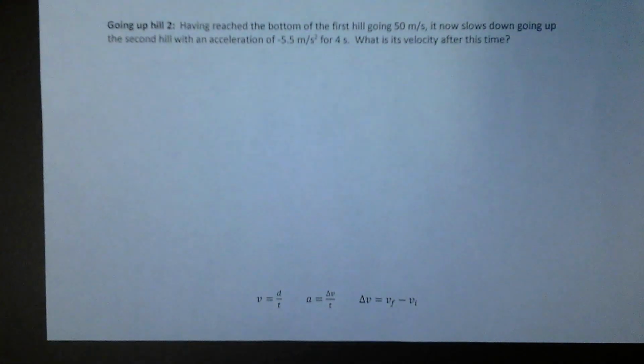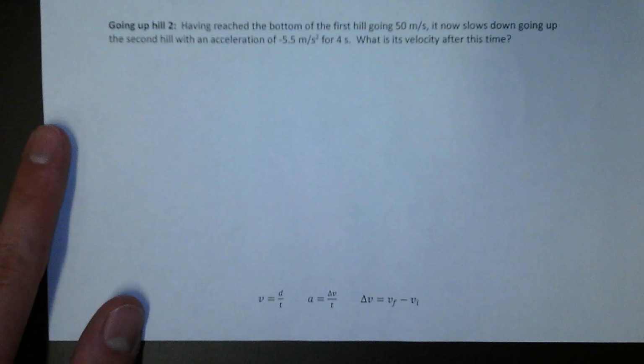All right, y'all, so here's an example of solving for acceleration. How do I know what I'm solving for, and how do I figure out how to get it? So having reached the bottom of the first hill going 50 meters per second, it now slows down going up the second hill with acceleration negative 5.5 meters per second squared for 4 seconds, okay?